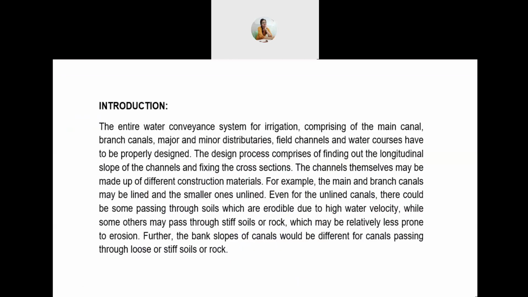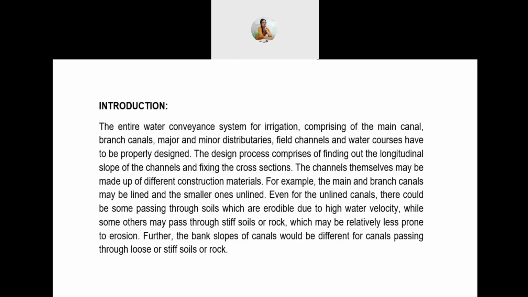So first, Introduction. The entire water conveyance system for irrigation, comprising the main canal, branch canals, major and minor distributaries, field channels and water courses, has to be properly designed. The design process comprises finding out the longitudinal slope of the channels and fixing the cross sections.